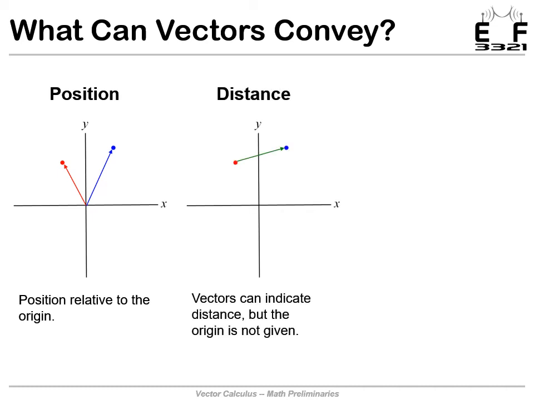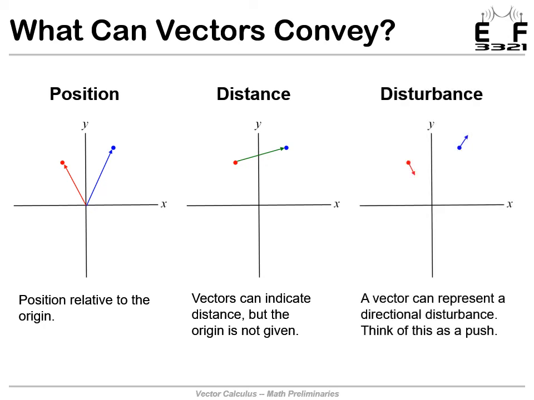We could also be talking about a vector distance. We'll be doing this a lot in electromagnetics. In this case, it doesn't really have an origin associated with it. It's just the distance between 2 points. And so we'll have to know what these 2 points are really to draw that vector.